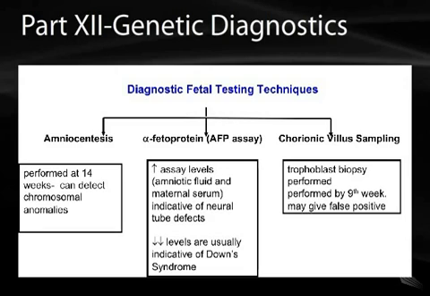So what can we look at? Amniocentesis, performed at 14 weeks, can detect chromosomal anomalies. We can look for trisomies and things like that. We can also look at alpha-fetoprotein levels, do an AFP assay.